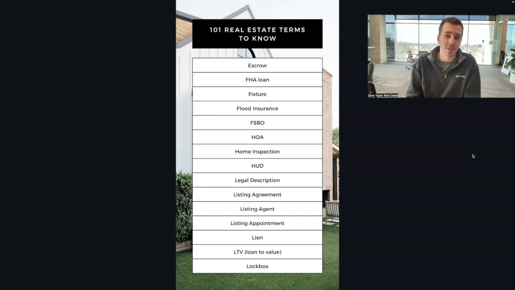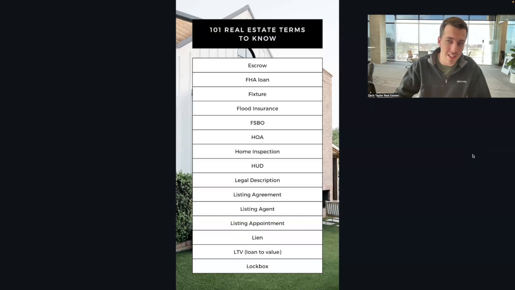And the reason being is sometimes you can have a lower credit score, and you could also have to only put down 3.5%. So it's a little bit more flexible for people. FHA loan.